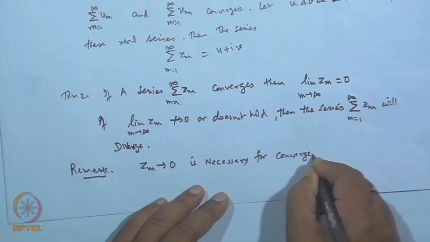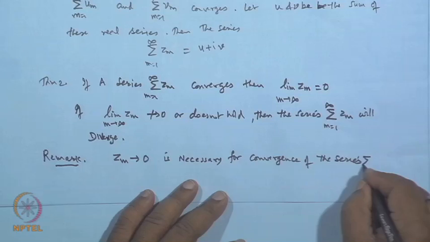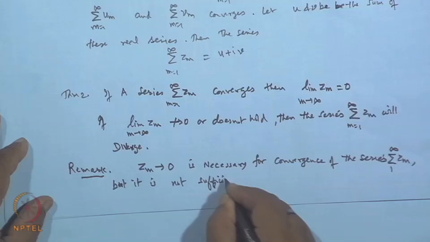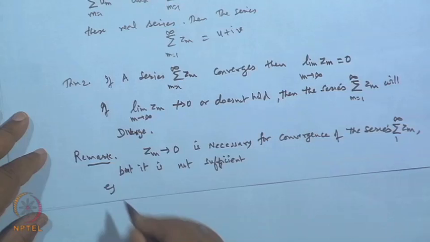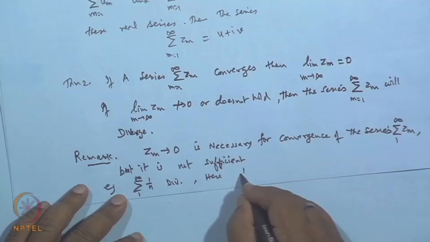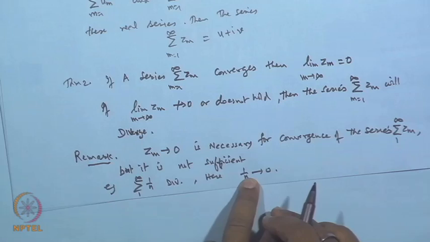sigma z_m, m from 1 to infinity, but it is not sufficient. And the reason is very simple. Suppose I take an example, the series sigma 1 by n, n from 1 to infinity. This is the harmonic series, which diverges, but here the nth term 1 by n tends to 0. Clear? So, though the nth term goes to 0, the series is not convergent.